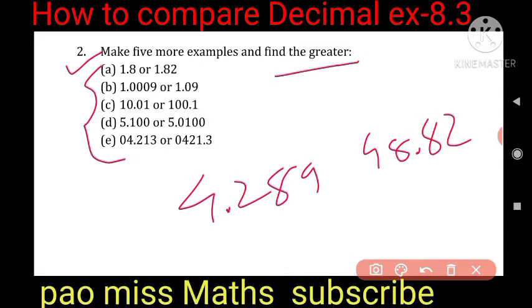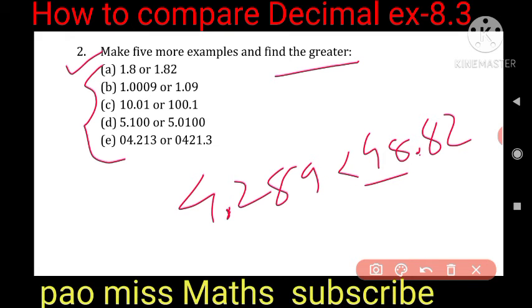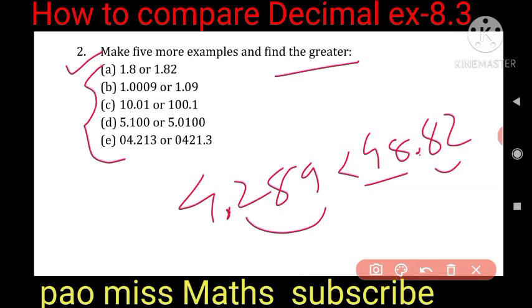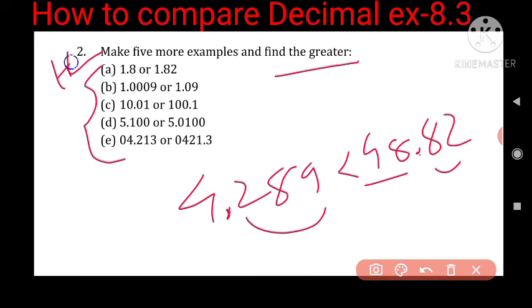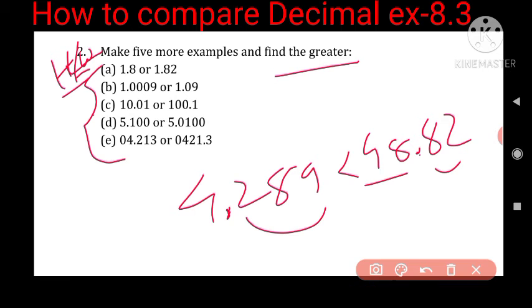Now you have to compare which is greater, because before the decimal here it is 4 and before the decimal here it is 48. Which will be greater? This will be greater. It will not matter that after the decimal here is 3 and here is 2. You will just see first what is before the decimal. In this way you will compare. So this question is also your homework. So this one also you have to compare which one is greater. Okay, so this was the last question.